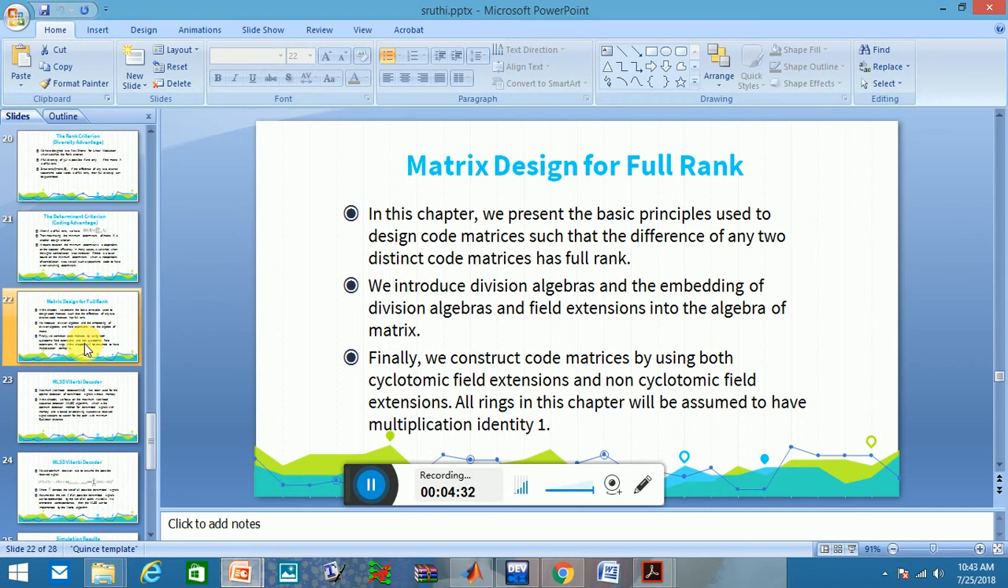My next main topic is matrix design for full rank. In this chapter, we present the basic principles to design the matrices, and then we introduce the division algebras, and then we embed these division algebras into the field. Finally, we construct the matrices using both cyclotomic field extensions as well as non-cyclotomic field extensions. For the whole construction, we assume the multiplicative identity as 1.